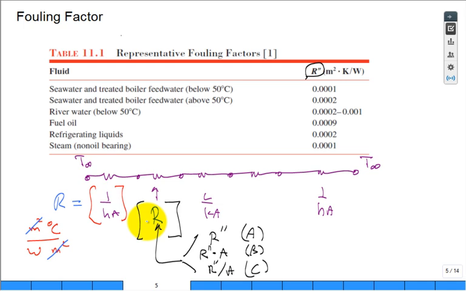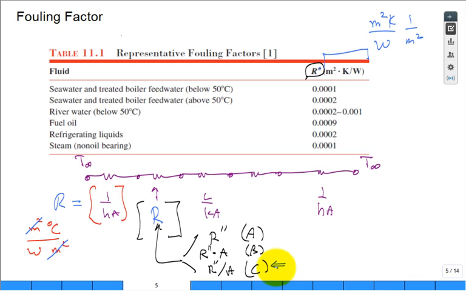Yeah. And so you look up here and you say, well, this is going to be R double prime. They show me the units up here. It's meter squared Kelvin per watt. Let's see. Do I multiply by meter squared? Multiply by area? No. Do nothing? No. Divide by meter squared? Yeah. And so that's how C comes to be the right answer.